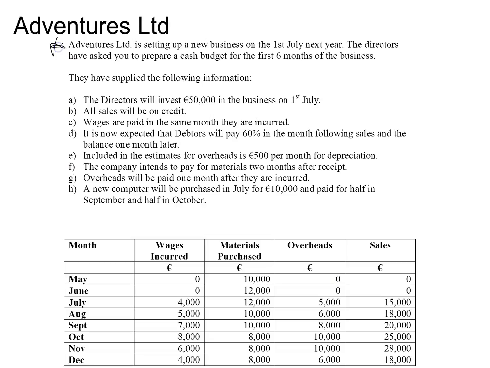Starting here, Adventures Limited is setting up a new business on the 1st of July next year. The directors have asked you to prepare a cash budget for the first 6 months. So there's our timescale. We're going to go from the 1st of July for 6 months to the 31st of December. They've supplied the following information. The directors will invest $50,000 in the business on the 1st of July. All the sales will be on credit. Wages are paid in the same month they're incurred.